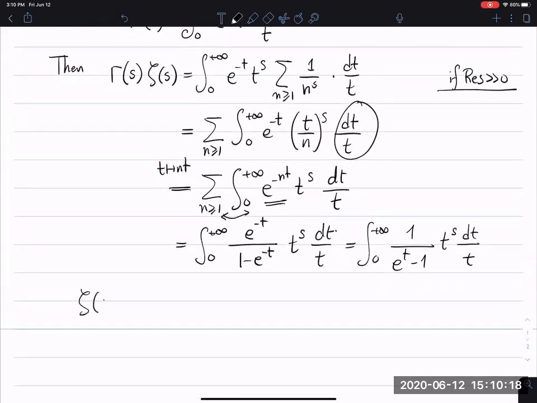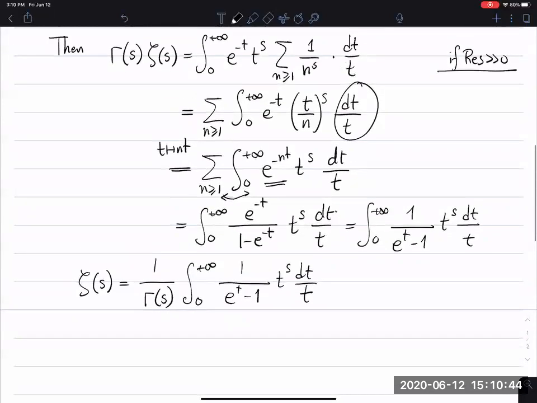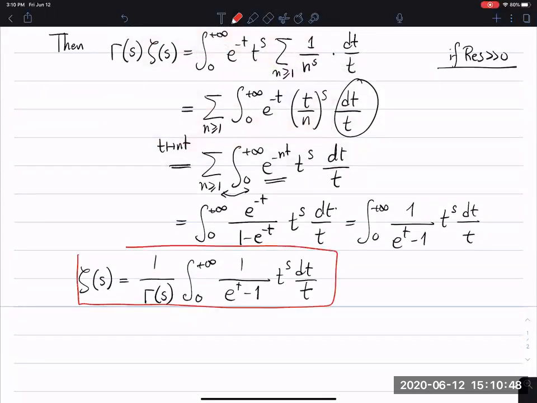So now in this case, I can rewrite zeta s as 1 over gamma s times the integration from 0 to infinity of 1 over e to the t minus 1, t to the s, dt over t. So that's just a way to change my zeta function a little bit. Here's a technical lemma. So I'm going to use this formula. Maybe I just put it in a red box here. So this is a working formula for zeta.